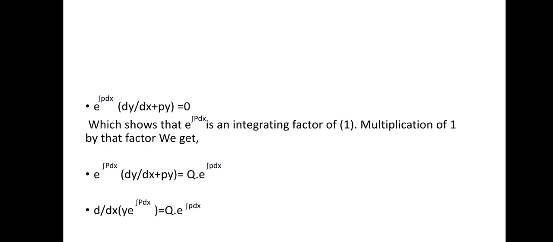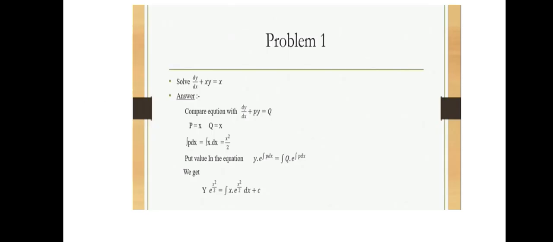d by dx of y into e raised to integration of p dx is equal to q into e raised to integration of p dx. Taking integration on both sides, we get y into e raised to integration of p dx is equal to integration of q into e raised to integration of p dx plus c. This is the solution. We will see a problem on this topic.